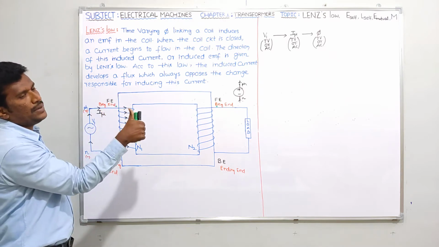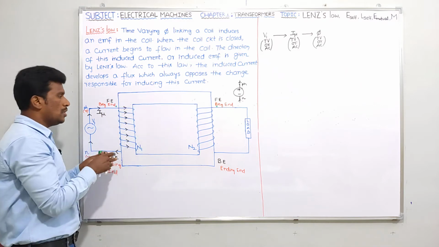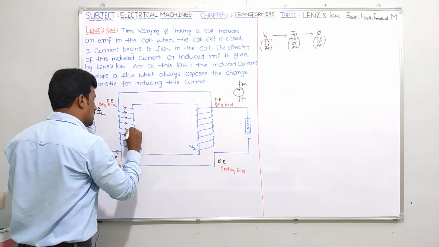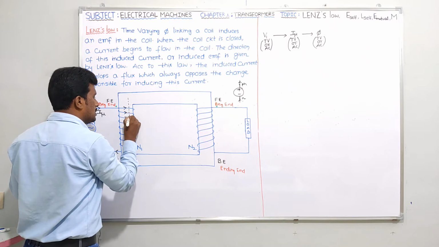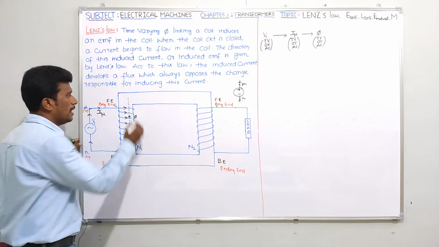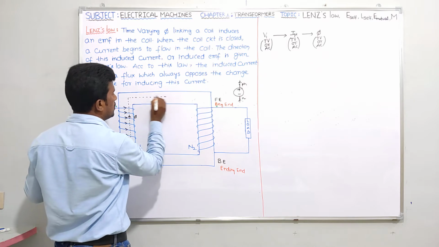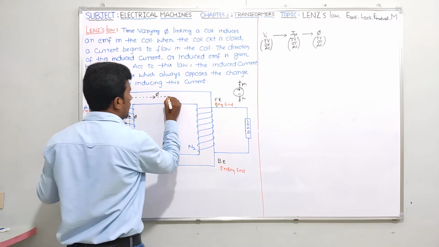Now what does the thumb indicate? What direction of flux? Yes, it will be upwards, no? So please be careful. This is the direction of what? Tell me. This arrow mark, the upward arrow mark, indicates the direction of core flux phi. It is coming upwards, which means in the transformer core, in this portion it will be like this. This is phi.